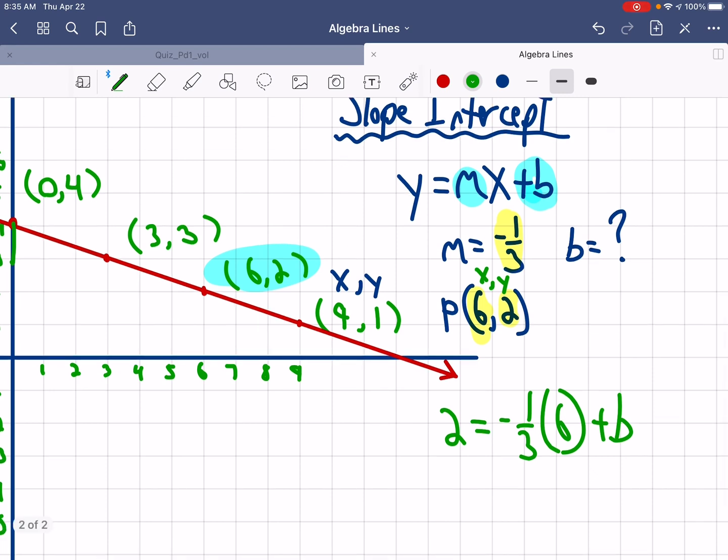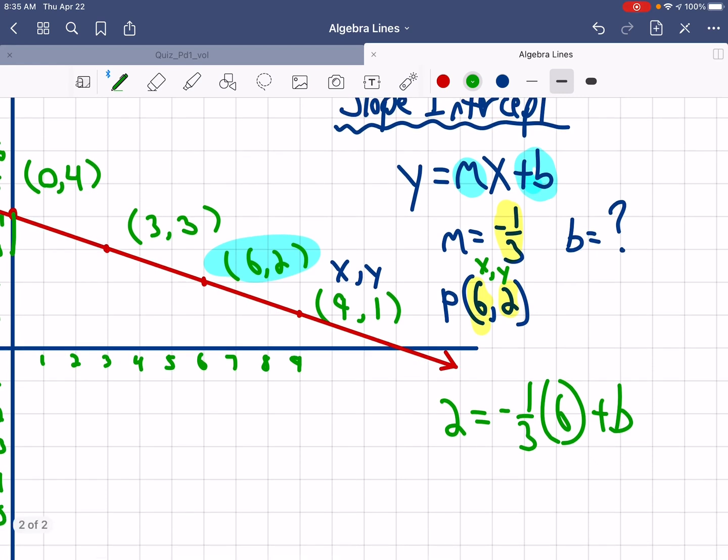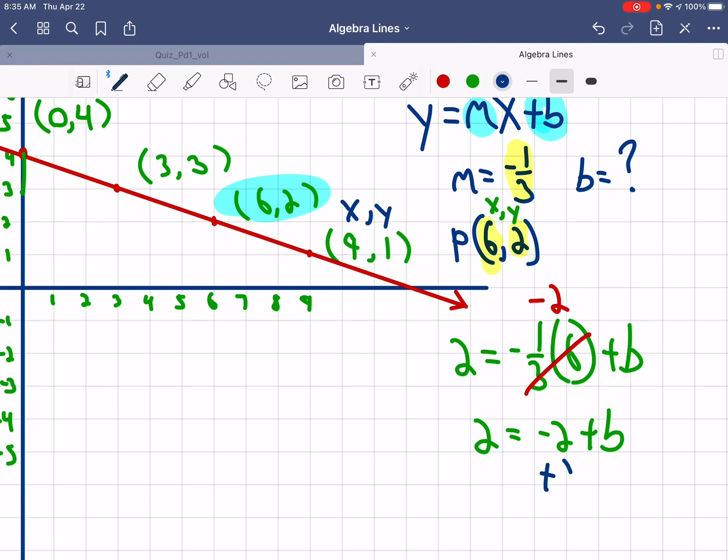And then we can solve for b. Now, we know b is going to be 4, but let's just do it anyway. So 1/3 of 6 is 2, but there's a negative in front of that, so that's negative. So let's rewrite the equation before we do any algebra. 2 equals negative 2 plus b. And then we have to add the 2 to both sides. So now we have b equals 4.